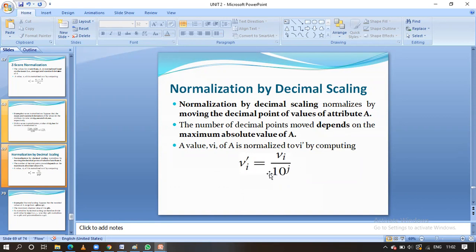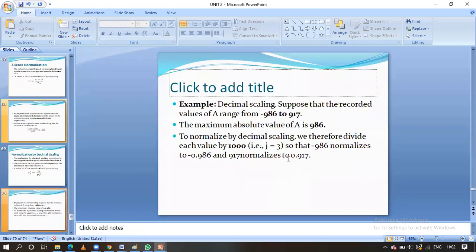10 power 2 means 100, 10 power 3 means 1000, so the j value is 3, guys. For example, suppose the values are between minus 986 to 917. What is the maximum value here? 917. The nearest power of 10 is 1000. We are going to divide all these values by 10 power 3, that is 1000, and the values will come to the new scale.